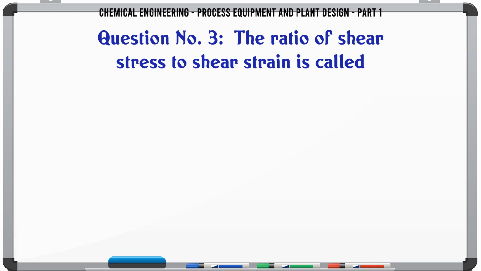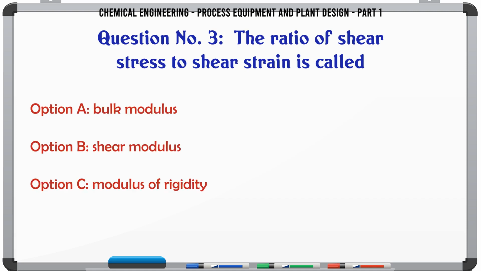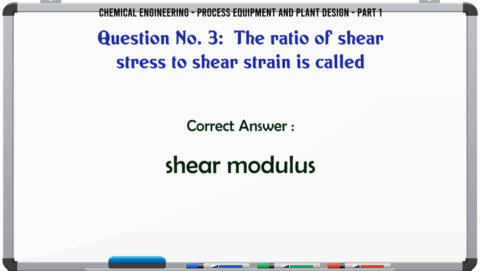The ratio of shear stress to shear strain is called A. bulk modulus, B. shear modulus, C. modulus of rigidity, D. modulus of elasticity. The correct answer is shear modulus.